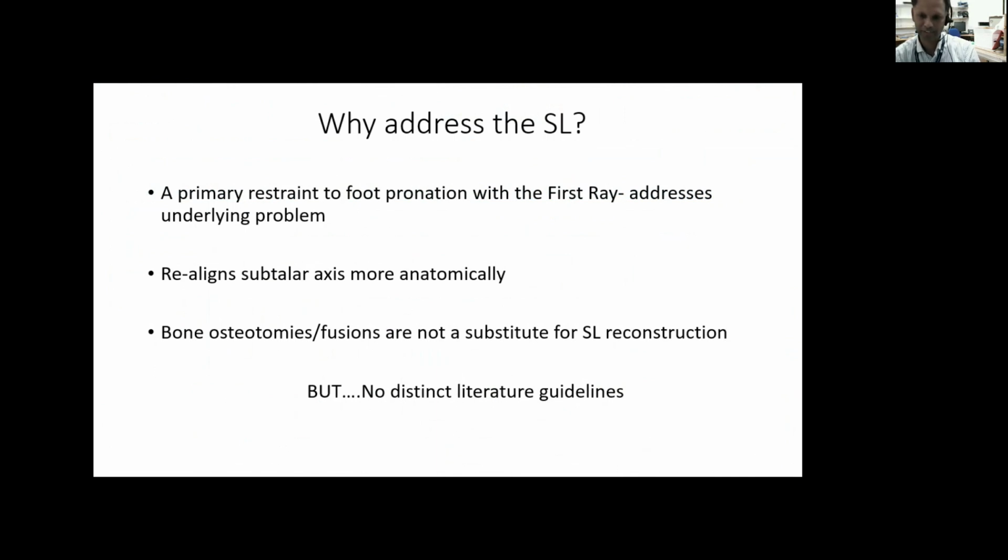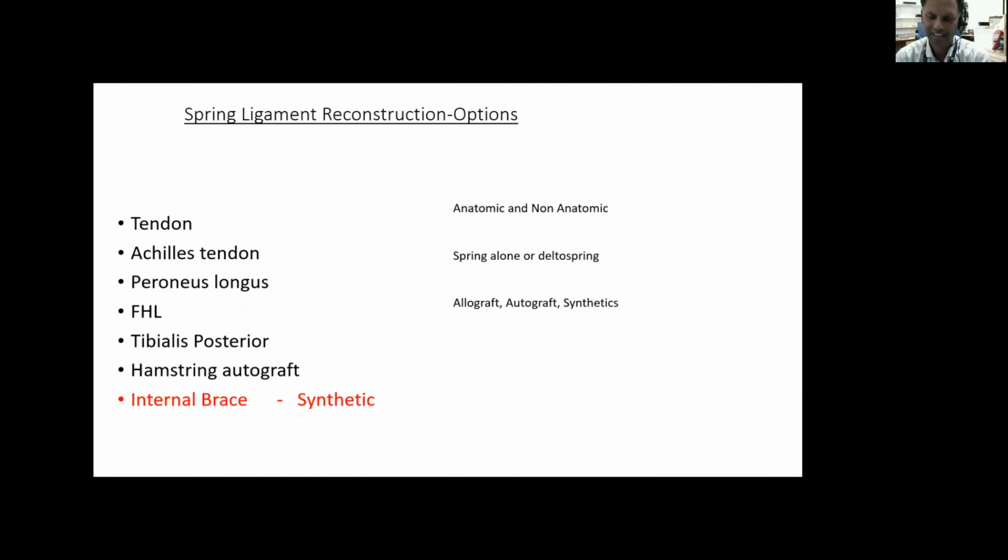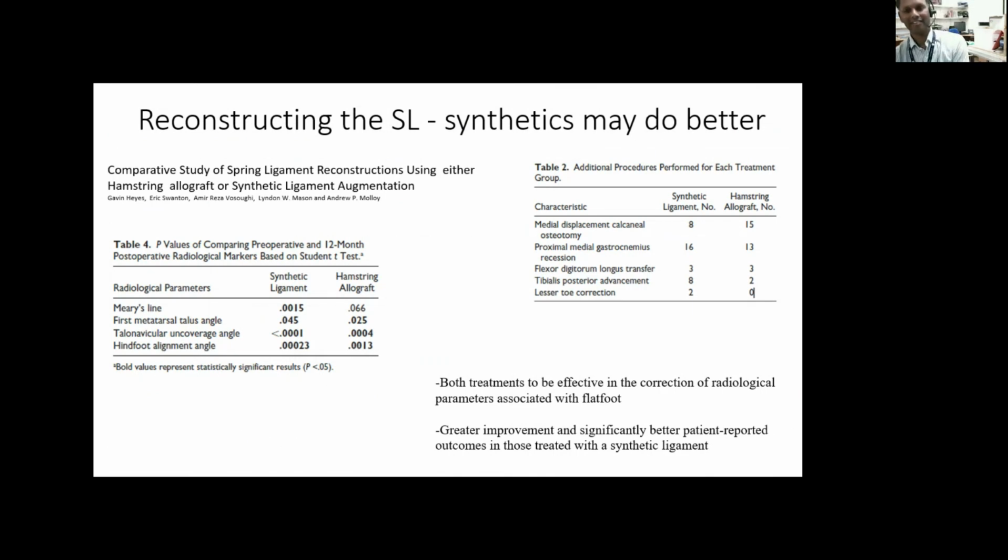And you've got to remember, bony fusions and osteotomies are not a substitute for spring ligament reconstruction, as a spring ligament reconstruction is not a substitute for realigning your bones. And there's no specific guidelines. The options really come down to non-anatomic, anatomic, spring, delta spring, allografts, autografts, and synthetics. Is there any evidence that one is better over another?